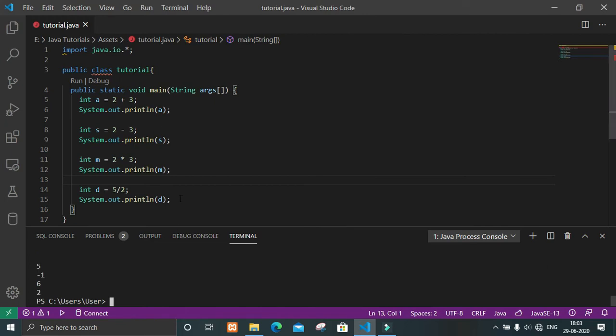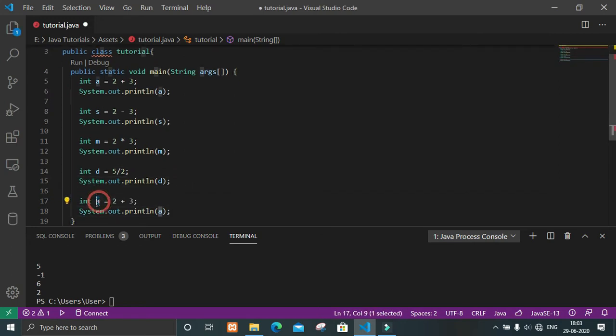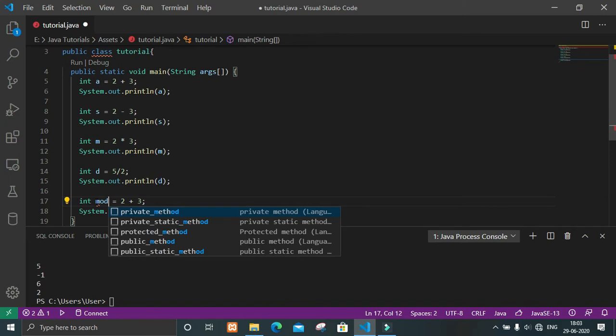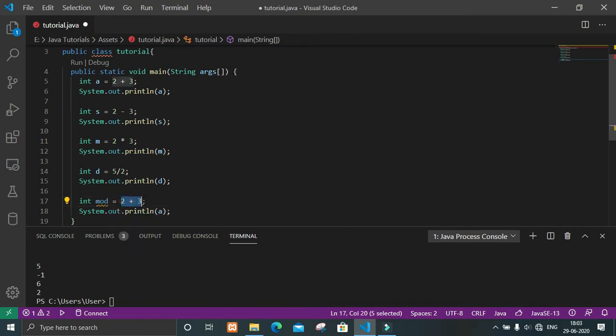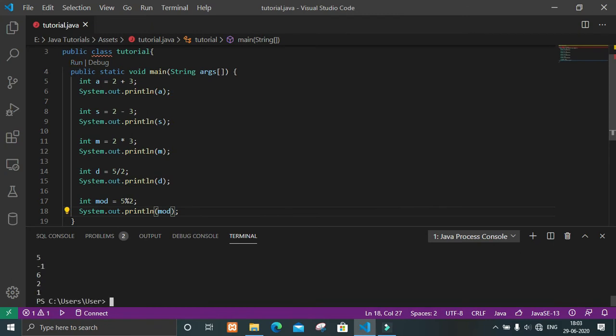And to get the remainder of the value, we will need the modulus. Now the modulus is the percentage sign, and let's divide it with 2, and now you can see we get the remainder, that is 1. Here you can see we got the remainder 1.